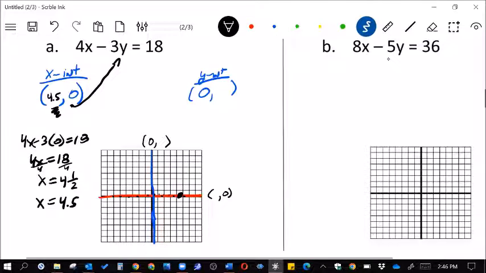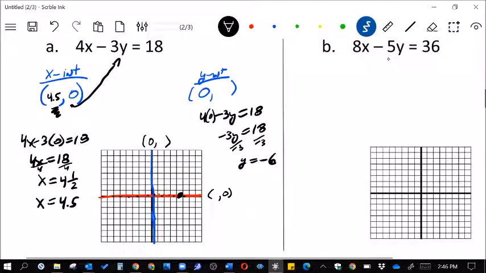Now on the other one, we have 4x minus 3y is equal to 18, but the x is what's going to be changed. The x is going to become 0. So I'm going to put 0 there. And that means negative 3y is equal to 18. And when we divide both sides by negative 3, y is negative 6.